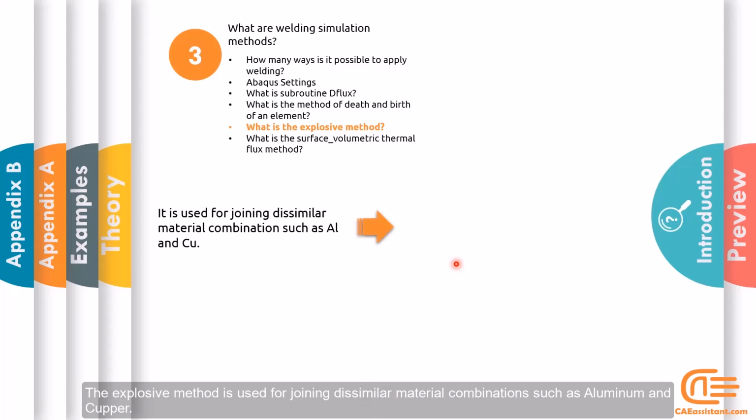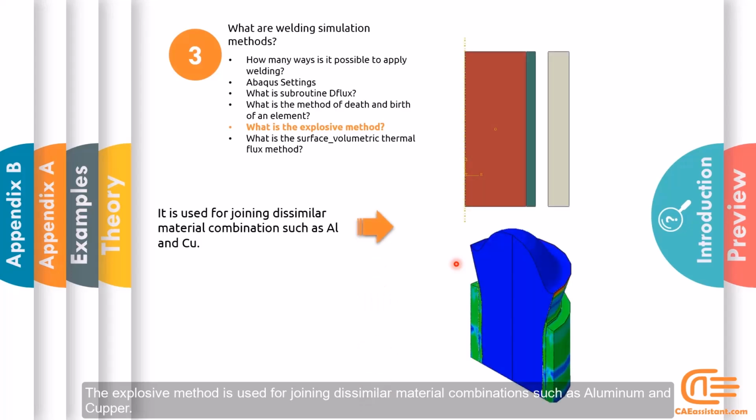The explosive method is used for joining dissimilar material combinations such as aluminum and copper. For example, in this figure here, the red part is the TNT material, and when it explodes, it will join the two pieces.